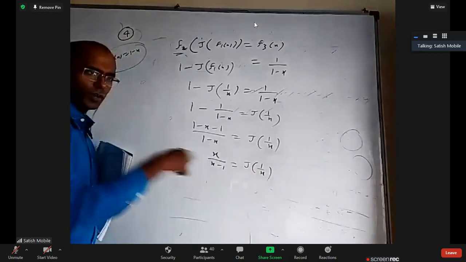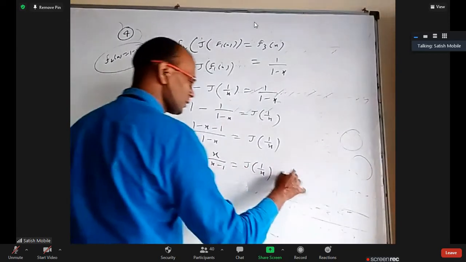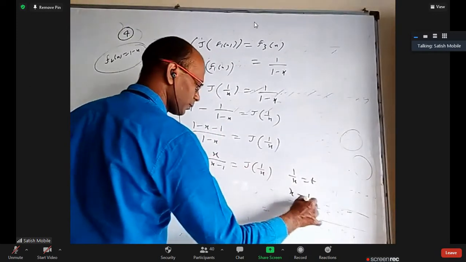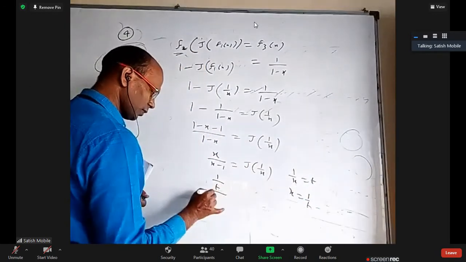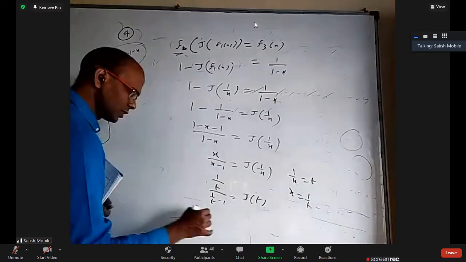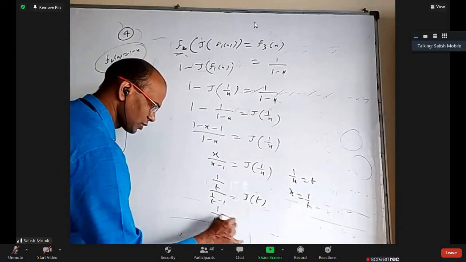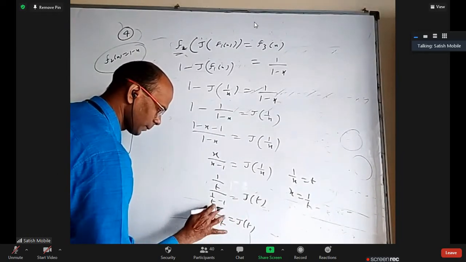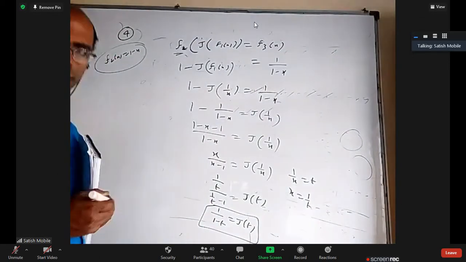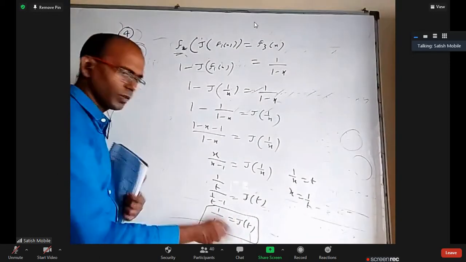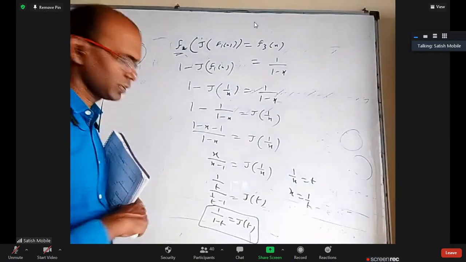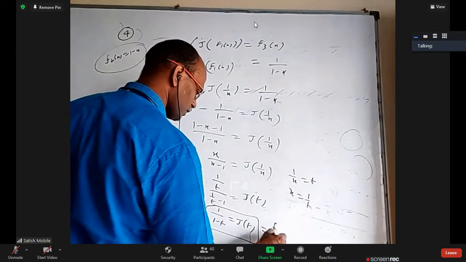If g of 1 by x is this, you take 1 by x as t. Then wherever x is there, you have to write 1 by t. This will become 1 by t by 1 by t minus 1 is g of t. When you cancel t, you will get 1 by 1 minus t is equal to g of t. Is it okay? So g of x will be 1 by 1 minus x. And 1 by 1 minus x is f3 of x. So it is f3 of x.